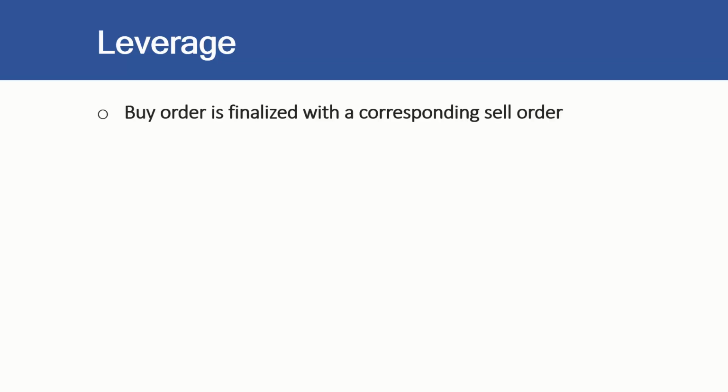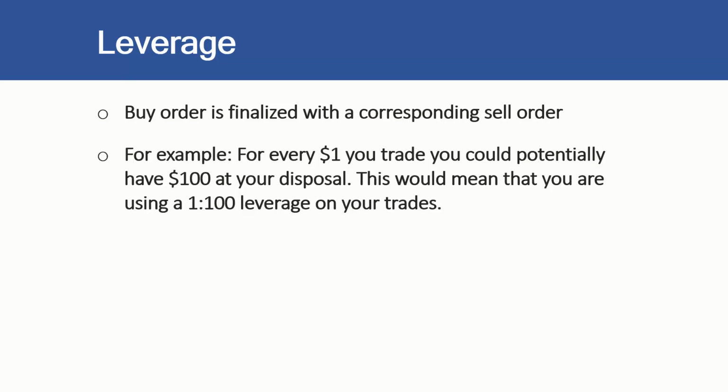This is not like going to an exchange and physically changing your US dollars to euros. When you buy a currency in Forex, there has to be a corresponding sell to complete your order. This is because in Forex you trade using leverage. For example, for every $1 you trade, you could potentially have $100 at your disposal. This would mean that you are using a 1 to 100 leverage on your trades.